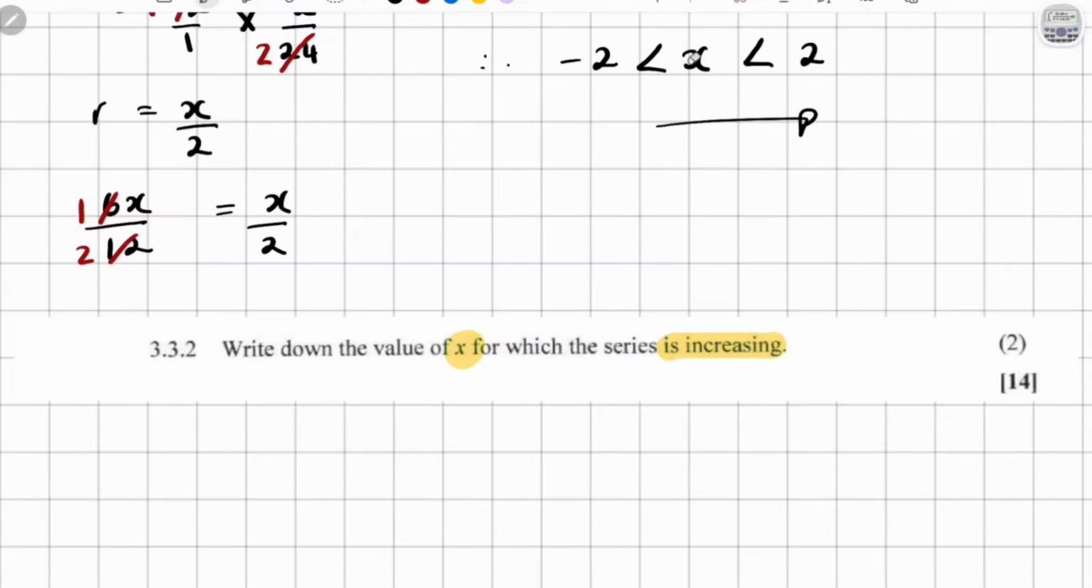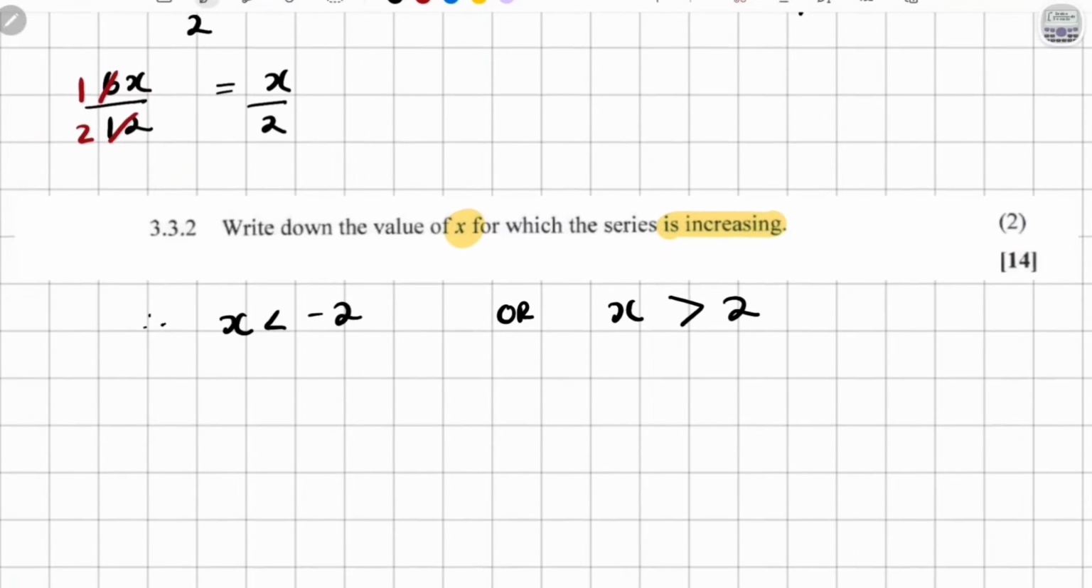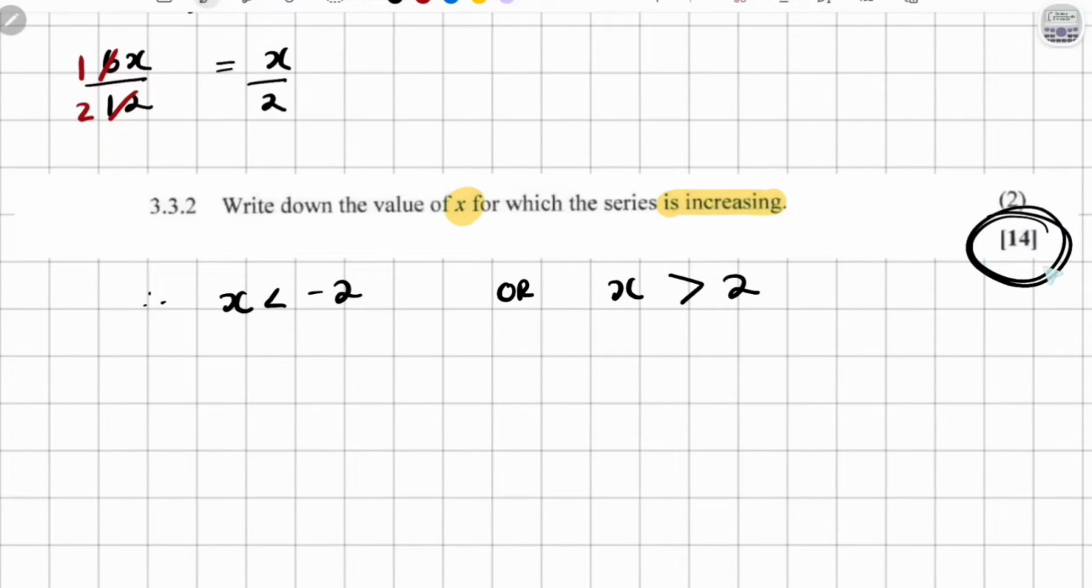So since our inequality says x needs to be greater than -2, we just need to make x less than -2. And our inequality says that x needs to be less than 2, so we just need to make x greater than 2. And that would be our answer. x needs to be less than -2, or x is greater than 2. Okay, so that is the end of question 3. It's a total of 14 marks.